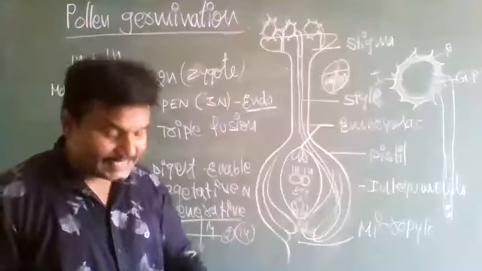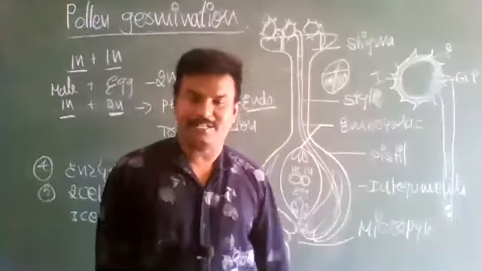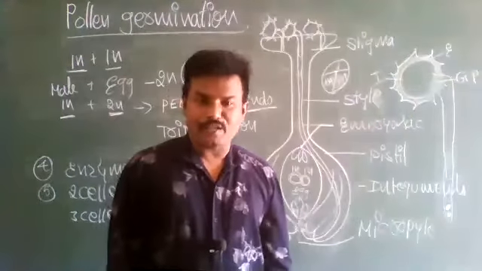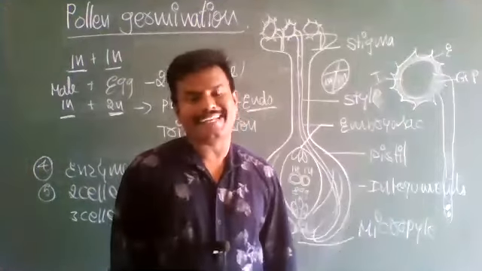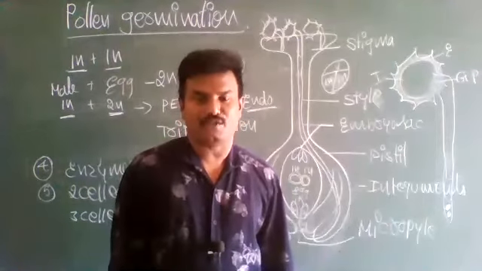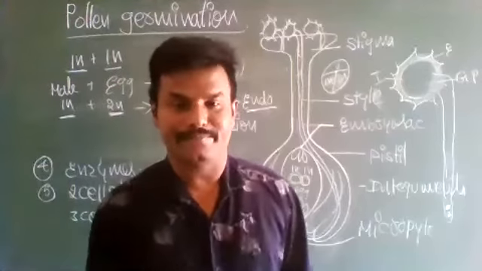Okay. So what is the triple fusion? Where does it occur? What is the importance? Question. So triple fusion means what? Fusion of a haploid male gamete and the diploid secondary nucleus is called triple fusion. Where does it occur? It occurs in the embryo sac.